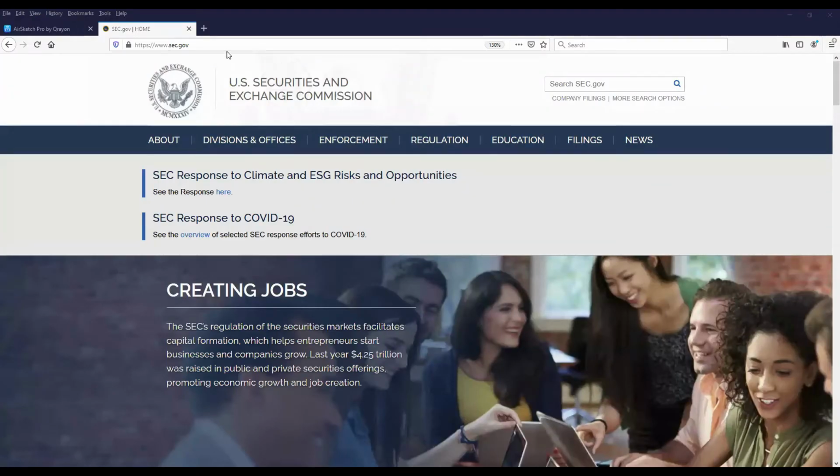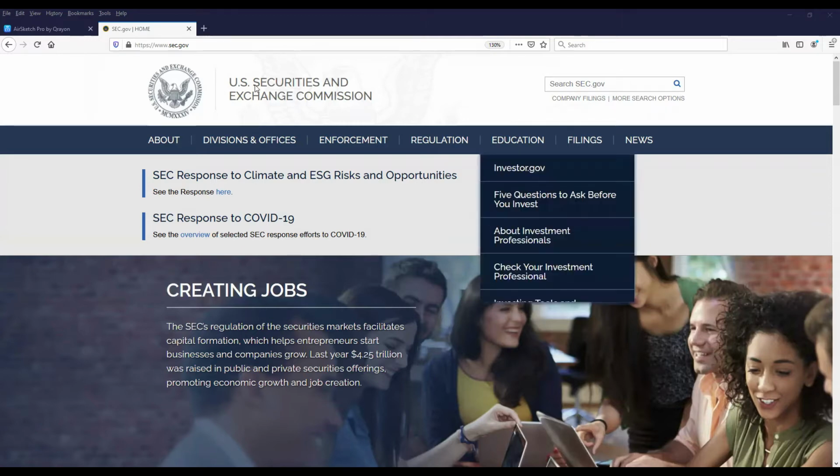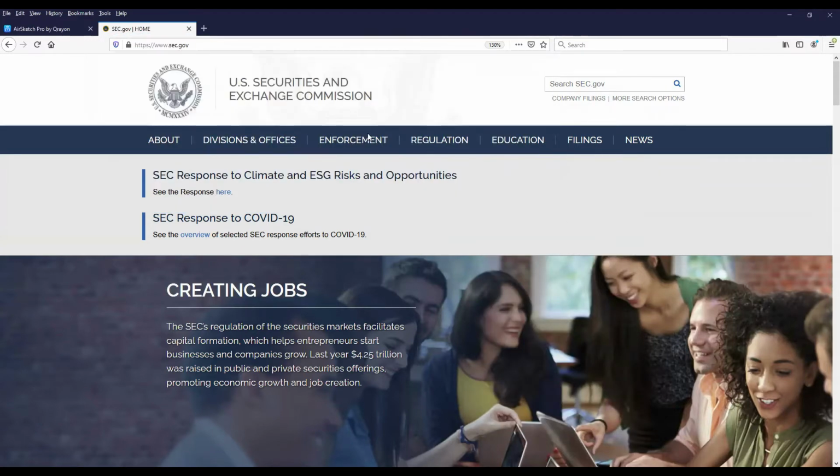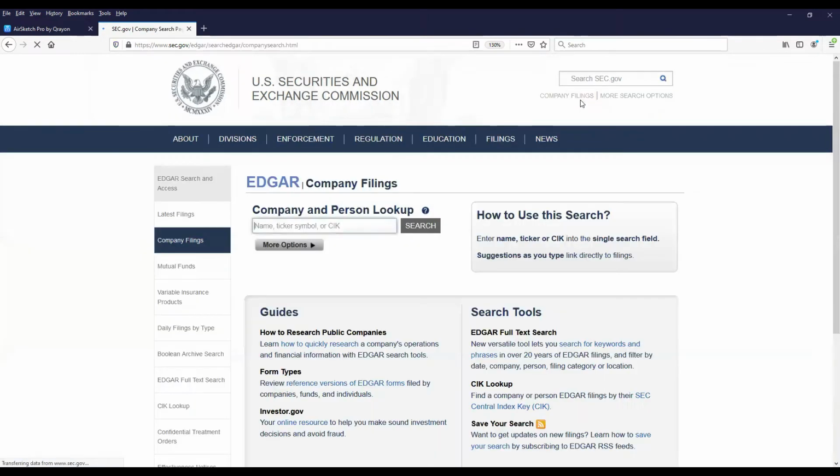Okay, we are in the SEC website. We've studied about this website, like in chapter 1. This is the financial U.S. Financial watchdog of the United States. And let's click financial company filings.